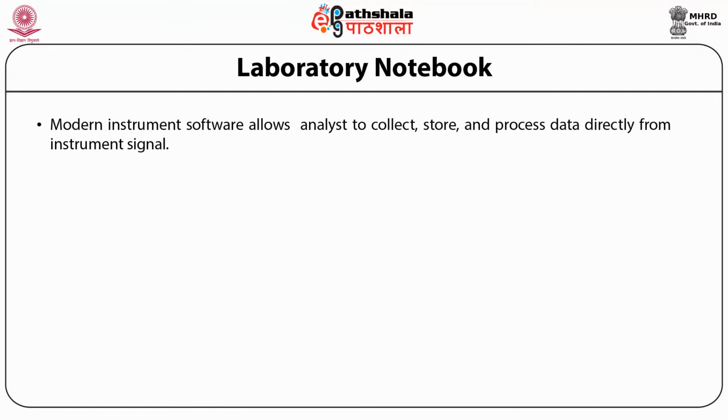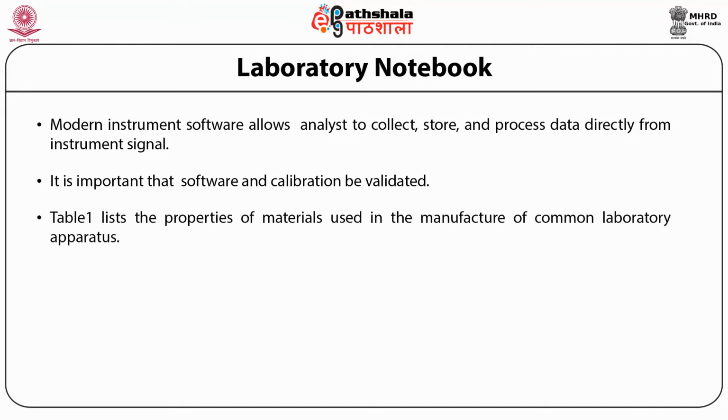Modern instrument software allows analysts to collect, store, and process data directly from the instrument signal based on appropriate calibration. It is important that the software and the calibration be validated, as for the remainder of the analysis, as a part of good laboratory practice. Table 1 lists the properties of materials used in the manufacture of common laboratory apparatus.